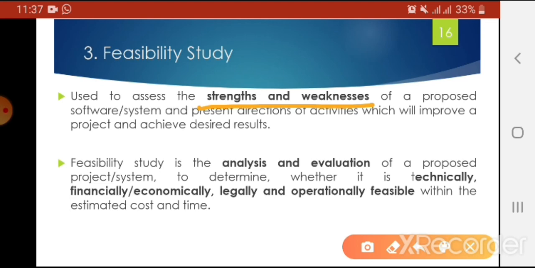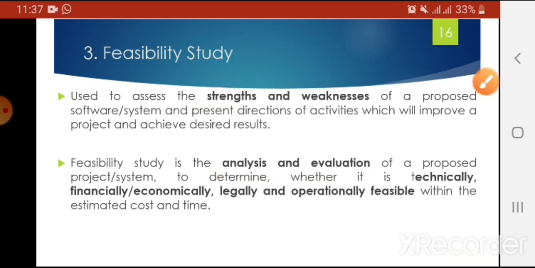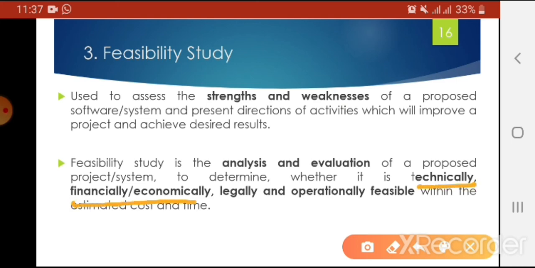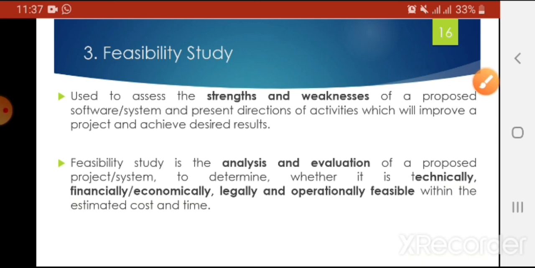In feasibility study, the analysis and evaluation of the proposed system is to be done. And why is it to be done? It is done to determine whether it is technically, financially, economically, legally and operationally feasible. It means in feasibility study we will look for these parameters: whether our proposed solution is technically feasible, financially or economically feasible, it should be legally feasible, and it should be operationally feasible within the estimated cost and time.